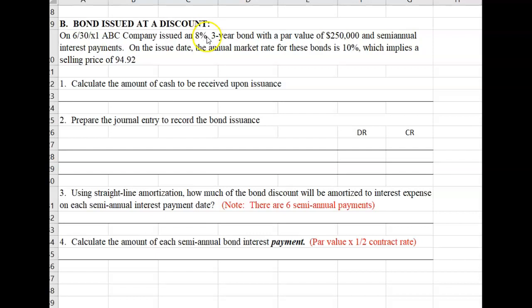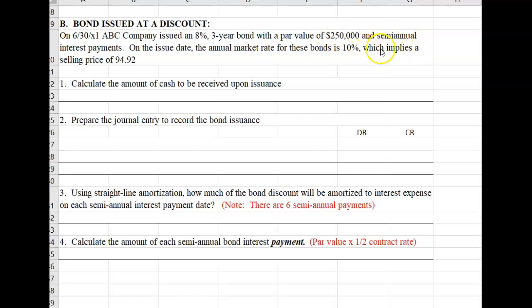So let's go through these questions, and I think a lot of that will become clear as we work through the rest of this worksheet. The first question says, calculate the cash to be received upon issuance. Well, we're not issuing this bond at par. We are not going to receive $250,000. We're issuing the bond at a discount, which means the cash we're going to receive is less than $250,000.